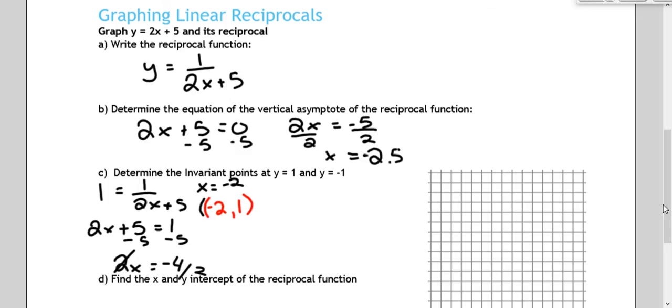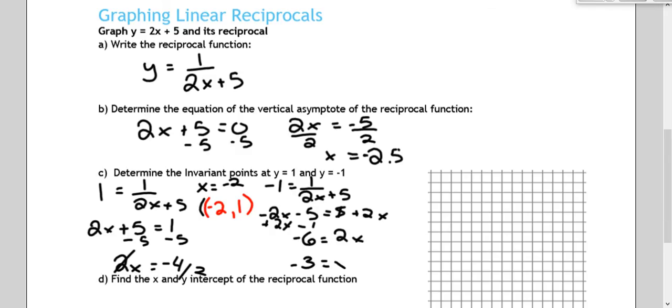Next one, we set it to negative 1 now. So negative 1 is equal to 1 over 2x plus 5. Negative 2x minus 5 is equal to 1. Add 2x, subtract 1. So you get negative 6 is equal to 2x, and then we get negative 3 is equal to x. So then we have a point at negative 3, comma, negative 1. Those are your invariants.